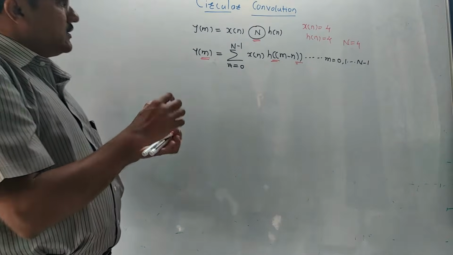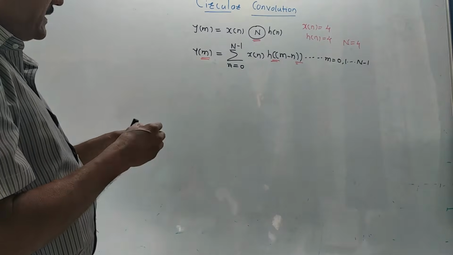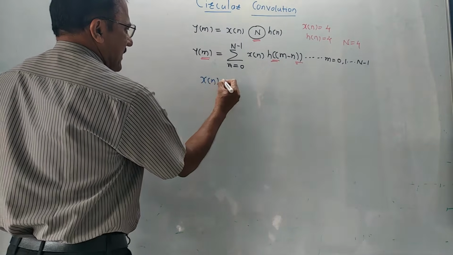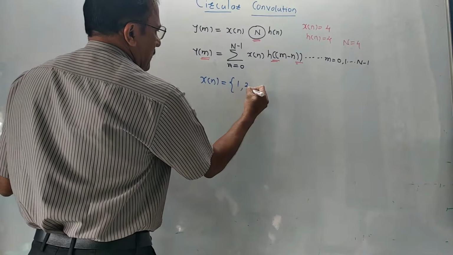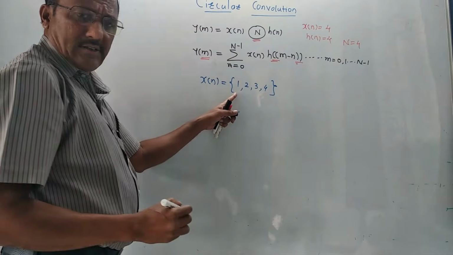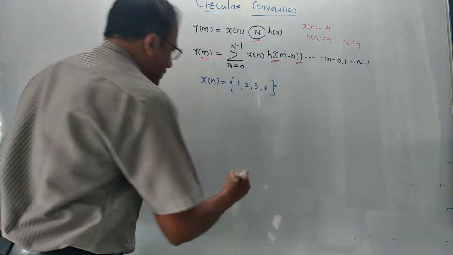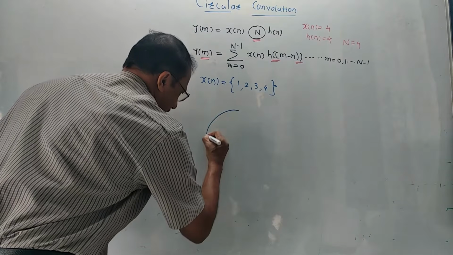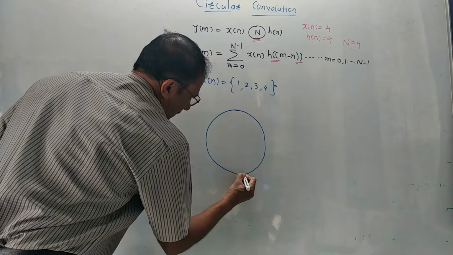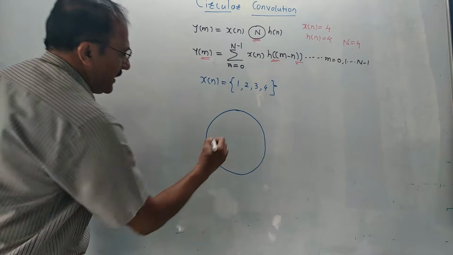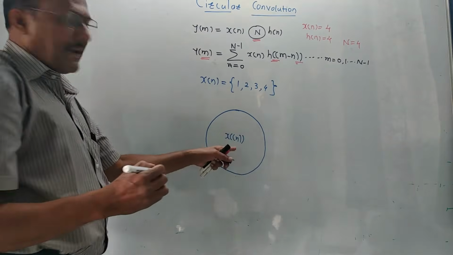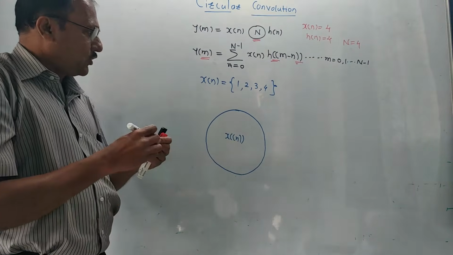Now, before solving the numerical, let me tell you how to plot the sequences circularly. Suppose I have the sequence x of n, which is 1, 2, 3, 4. By default, if the arrow is not mentioned, it is at the first position. How to plot the samples in circular fashion? Draw the circle. If you are plotting the samples circularly, it is denoted by x of double bracket n. Double bracket indicates you are plotting the samples in a circular fashion.